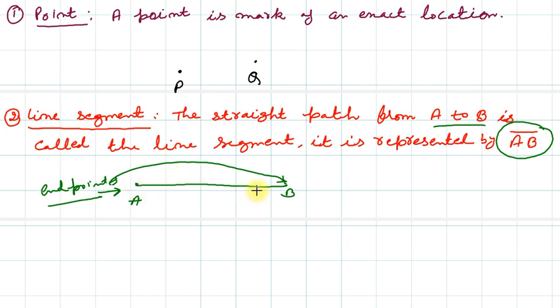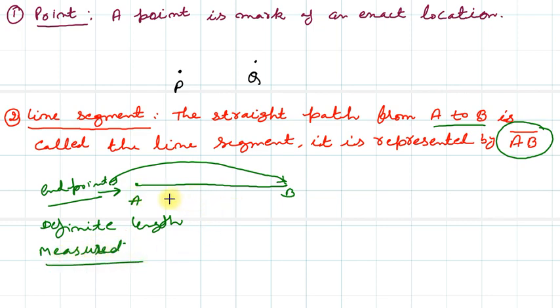So what is the length of line segment AB? The distance between A and B is called the length of AB. Thus, a line segment has a definite length. What we have seen here is that a line segment has a definite length that can be measured, right? So we can measure this length AB of the line segment, right?